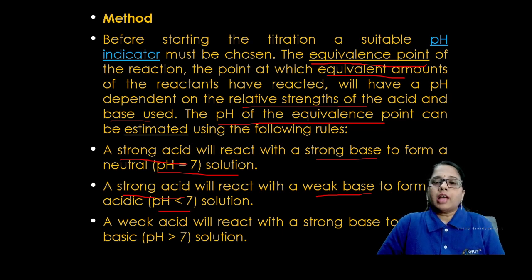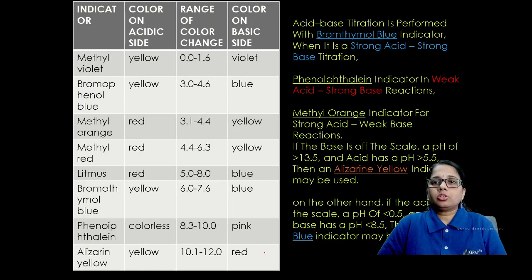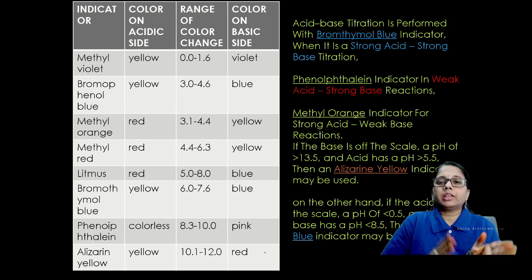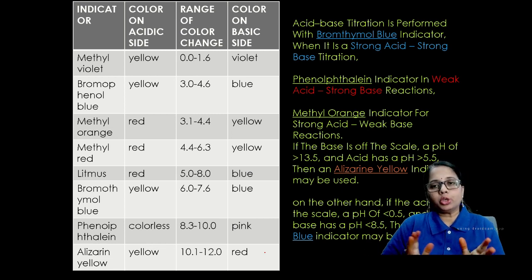Okay, and the third one: a weak acid will react with a strong base to form a basic pH. That means the pH of the final end of the solution will be more than 7. Okay, so these three rules are going to play a very important role while performing the acid-base titration, that means at getting the equivalence point. So basically after getting the equivalence point, the end point is going to be detected by the indicators. We know all these things.